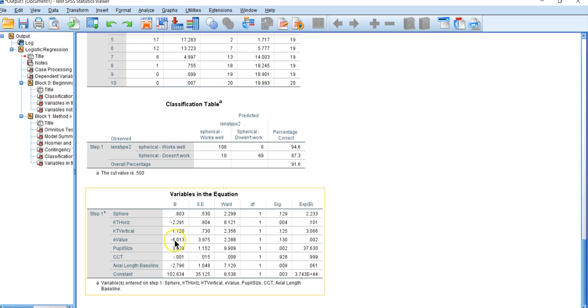The E value goes from 0 to 1, so the closer to 0, the more likely you are to fit well. Pupil size, the bigger your pupil size, the less likely you are to stop myopic progression. So large pupil size, bad. E value near 0, good. High horizontal, good.